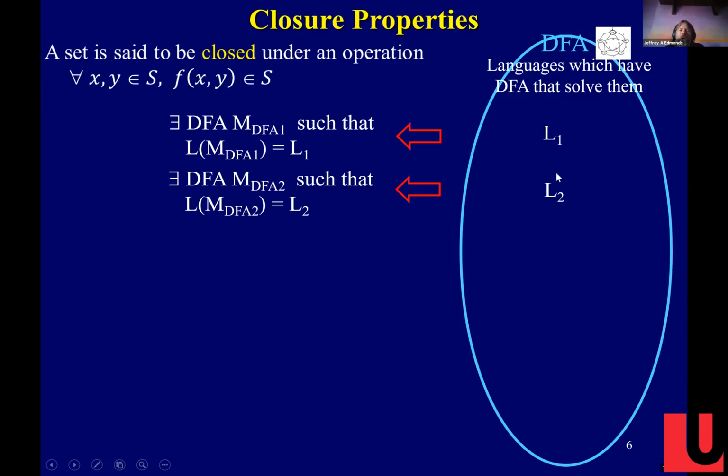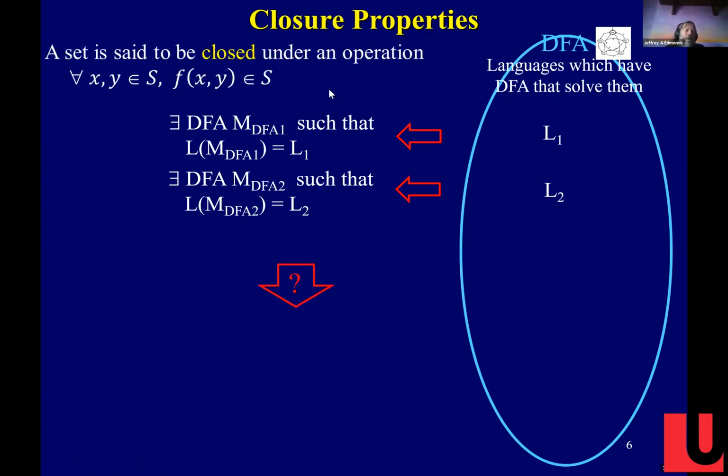So here, what do we know? If it's a language that can be solved by a DFA, then what does that tell us? That tells us that there's a DFA that can solve the first language, and there's a DFA that can compute the second language, right? That's what it means for it to be in this set.